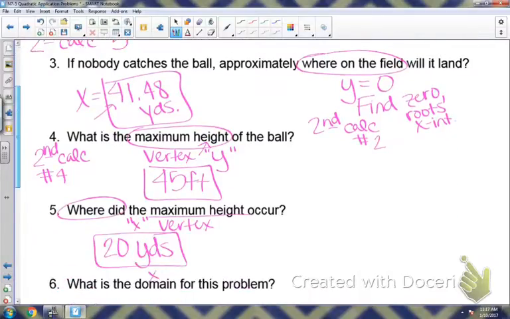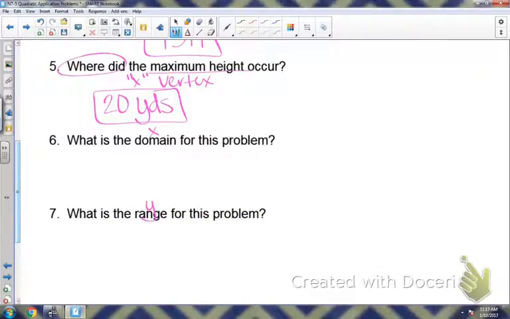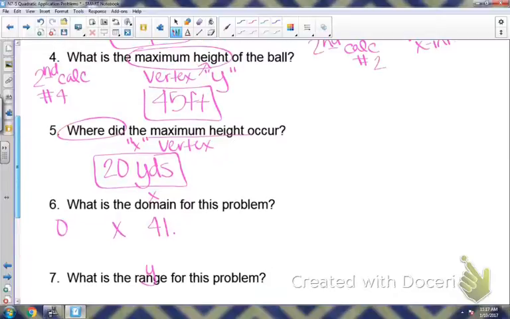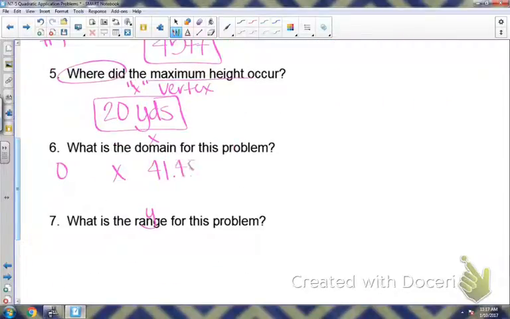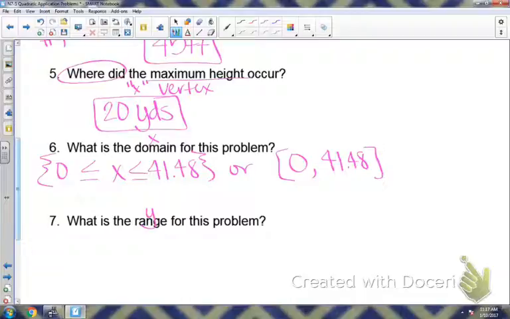I'll let you choose whether you want to write it in interval notation or set notation. Okay, so you can either do x is in between 0 and 41.48, and it will include those, or you're going from 0 is your smallest, to 41.48, and it includes both of those. So I'll let you decide whichever way you would like to describe your domain. Okay? Alright, so the range is your y.